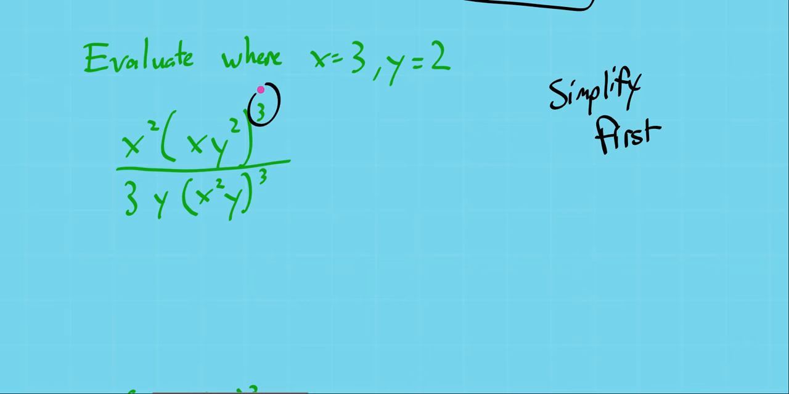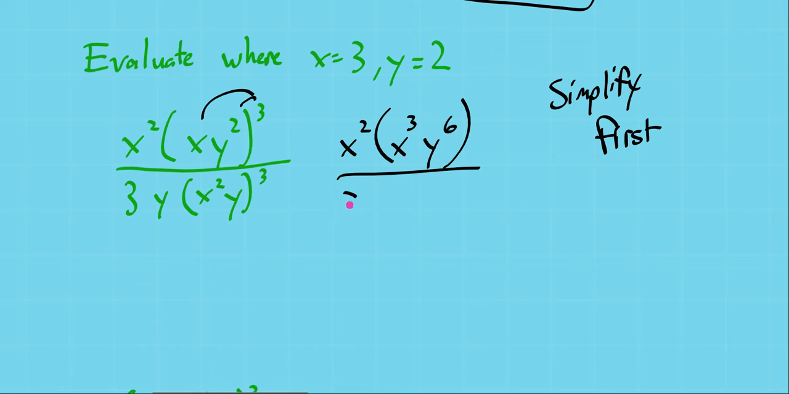So the first thing I'm going to do is look at that power of a power rule. It applies to my bracketed term, so I need to deal with that first. So I'm going to have x squared times x, this x has a 3 applied to it, so 1 times 3. This y has a 2 times 3, which is 6, over 3y times, I'm going to distribute here, x to the 2 times 3, which is x to the 6, and y to the 1 times 3, which is y cubed.